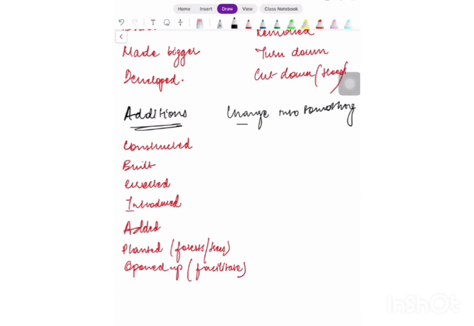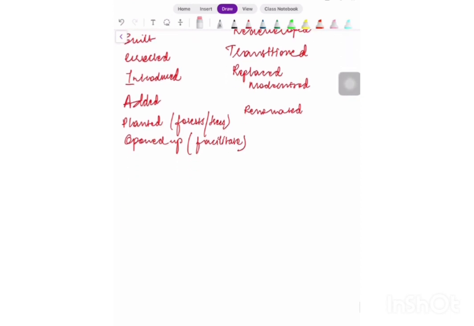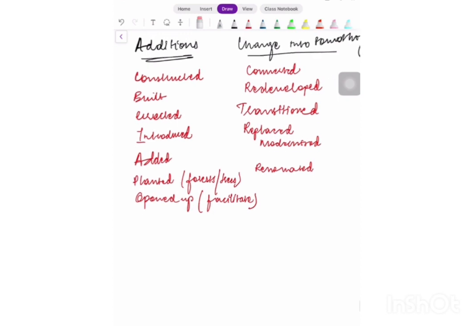सो फॉर दैट यू कैन यूज वर्ड्स लाइक converted, redeveloped, transitioned, replaced, modernized, and renovated. So these are the words you can use then. So ये पूरे lexical resources हुए for direction, for expanding, for removing, for addition, for changing into something.